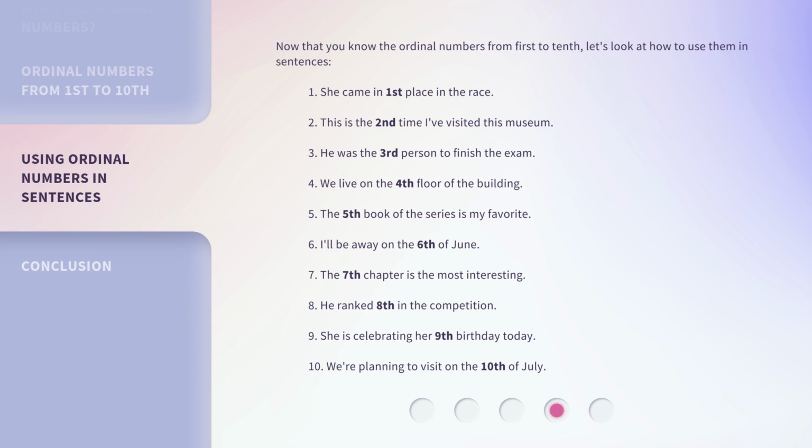Now that you know the ordinal numbers from 1st to 10th, let's look at how to use them in sentences. 1. She came in first place in the race. 2. This is the second time I've visited this museum. 3. He was the third person to finish the exam.